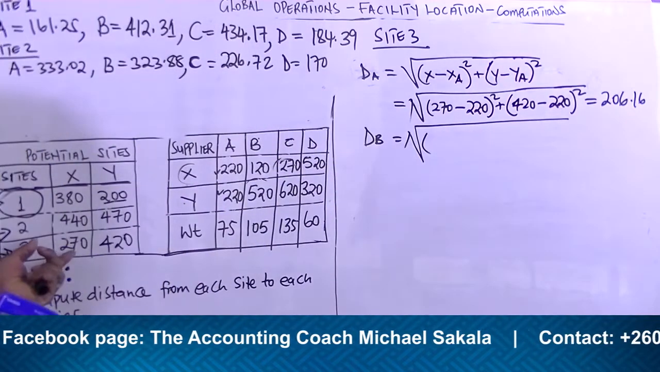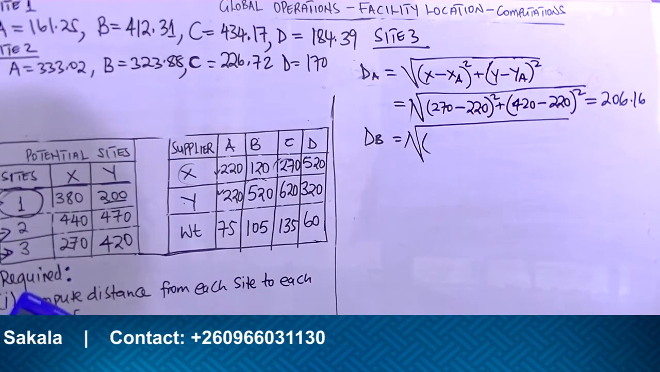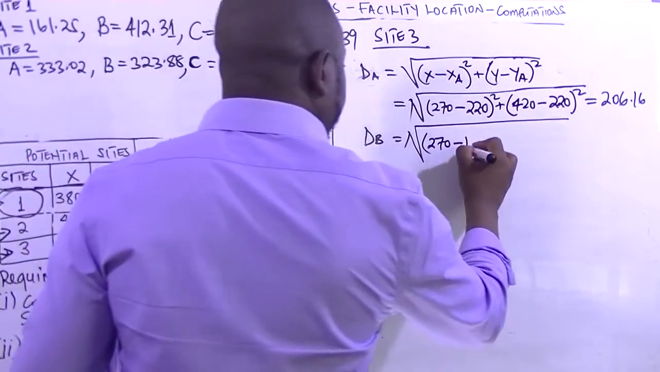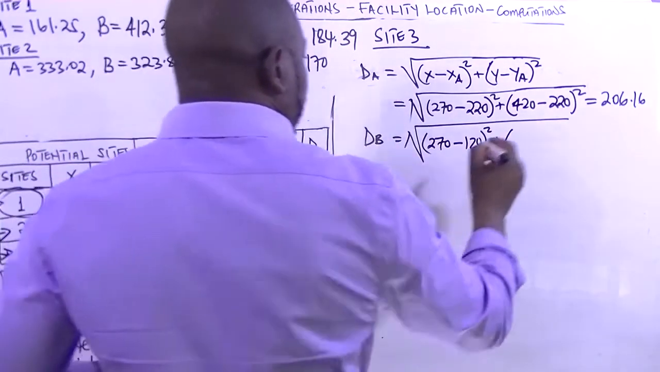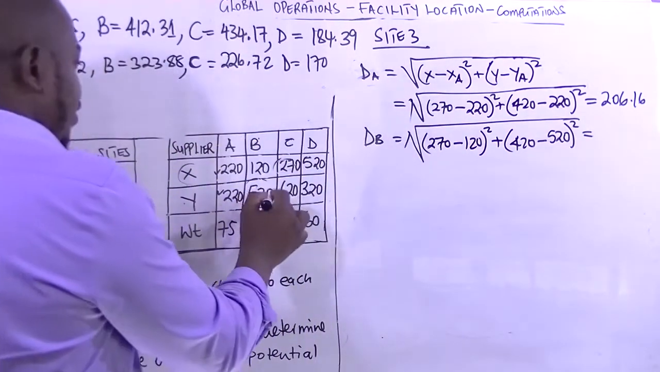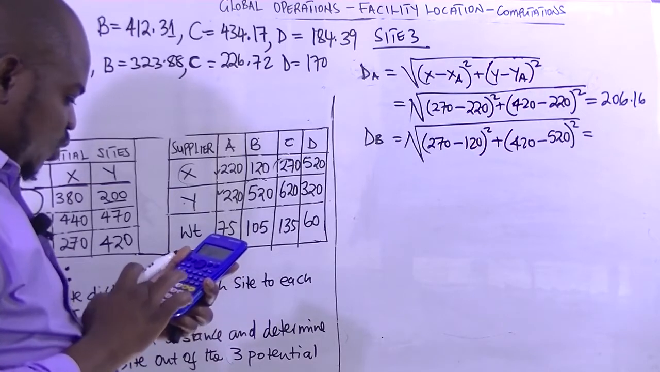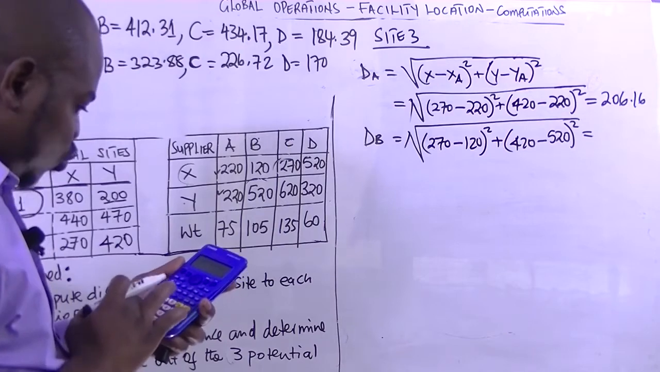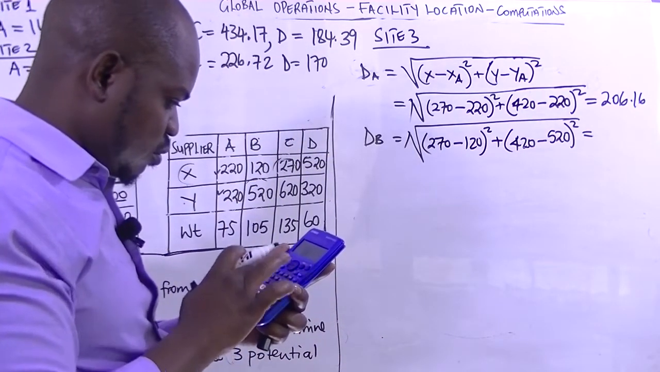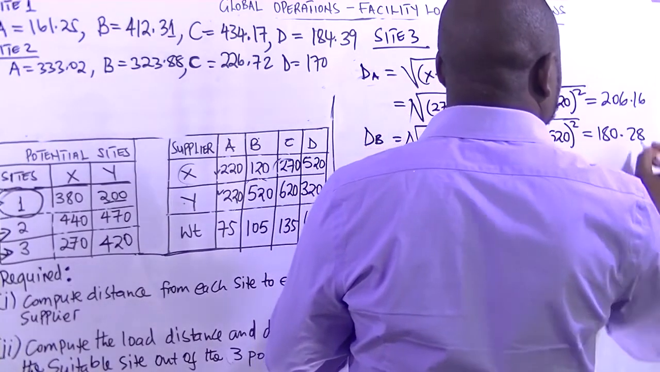And again, as long as we are dealing with site 3, the 270 will maintain throughout up to D, and the 420 will maintain throughout up to D, because that's the X and the Y corresponding to site 3. Okay, so 270 here will maintain. B, 120, 420 will maintain, Y for B is 520. 270 minus 120, 420 minus 520. I have that. Gives me 180.28, to 2 decimal places.